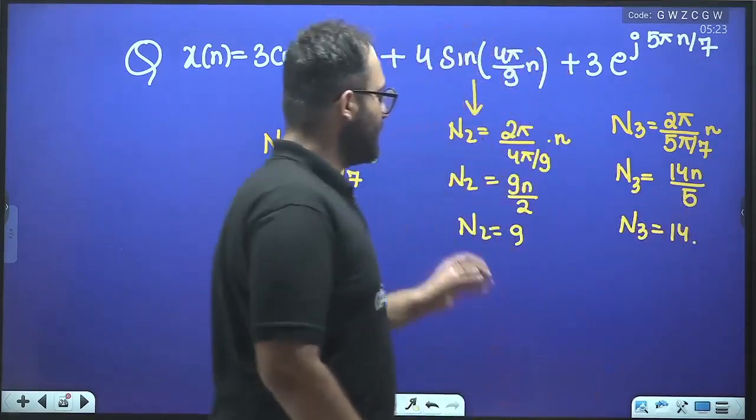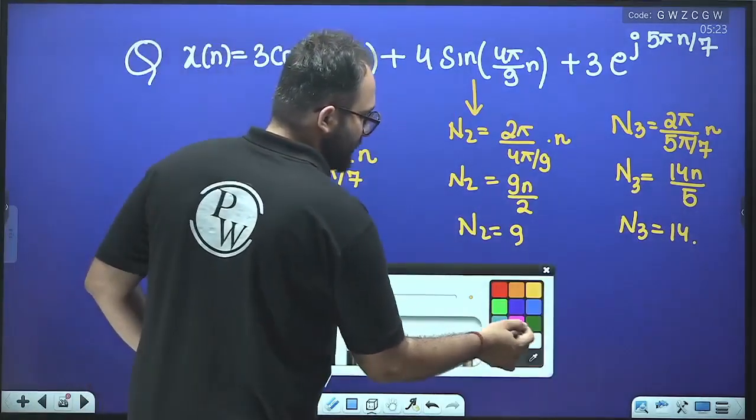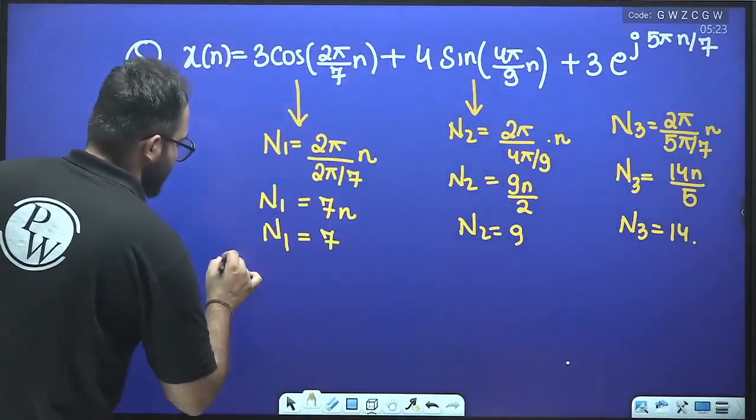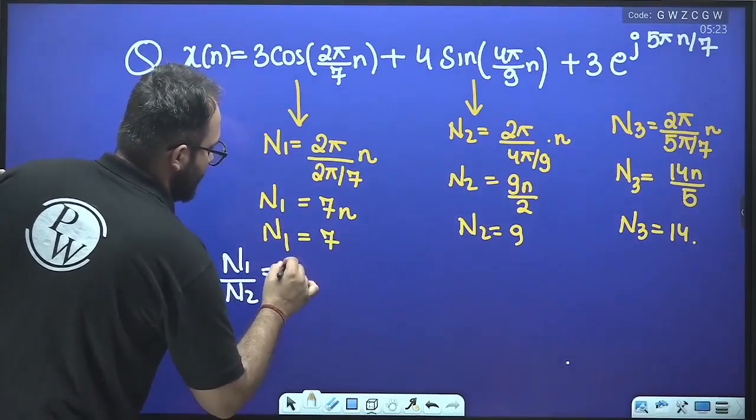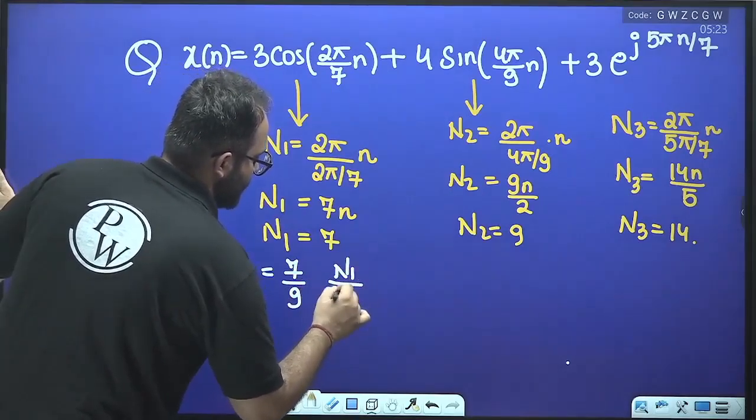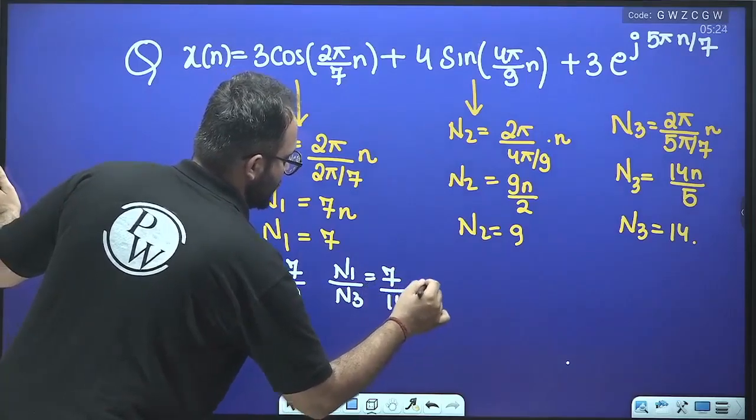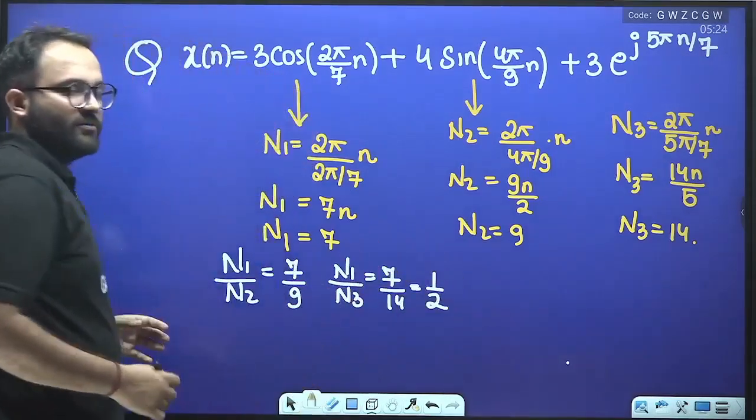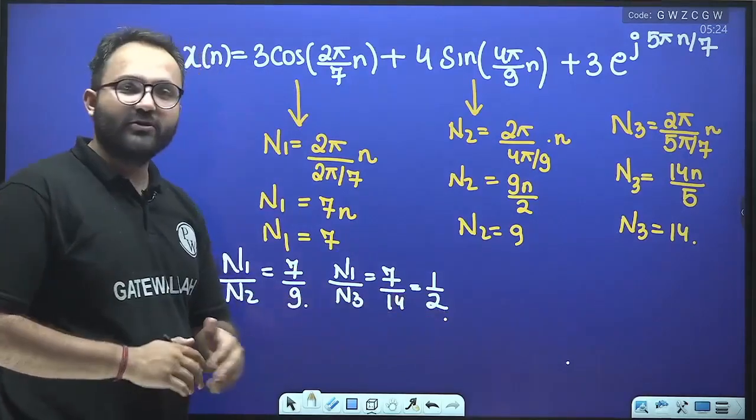Okay. So N1 we have, N2 we have, N3 we have. Now we have to find out the ratios and then the result. So N1 upon N2 is 7 by 9. N1 upon N3 is equal to 7 by 14, that is 1 by 2. Now the LCM of the denominators: we have two denominators, 9 and 2. What is the LCM?